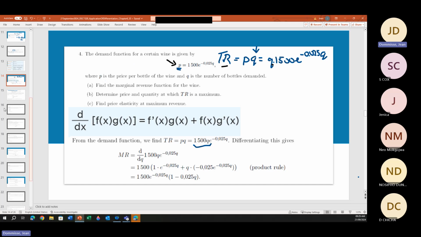Okay, so now we need to differentiate. So remember your differentiation. It is the differentiation of the first one times the second one that we keep the same, plus the first one that is kept the same, times the differentiation of the second one.